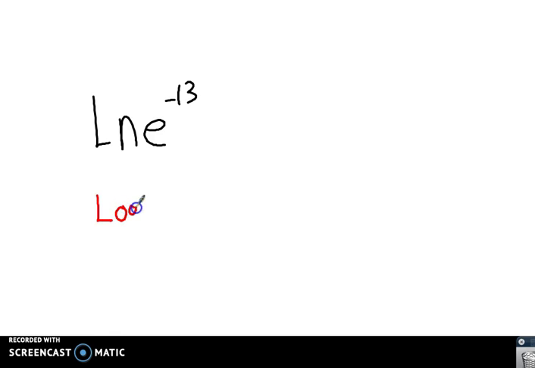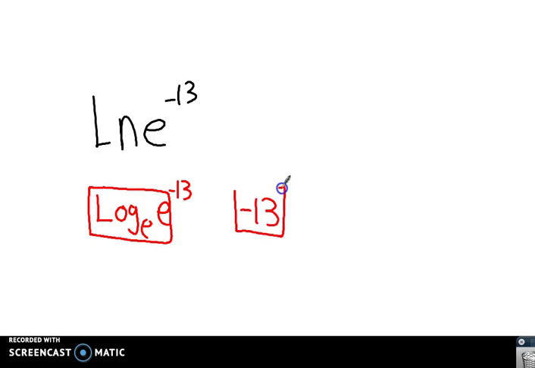Now, I am showing you this just to show you how this property works. For the record, it is inappropriate to write the log base e. You should always write it as ln. But if you notice here, it looks the same as the last problem. The log base e of e, the 3rd property we had, that cancels out, and negative 13 falls down as my answer. Ta-da, which is wonderful.